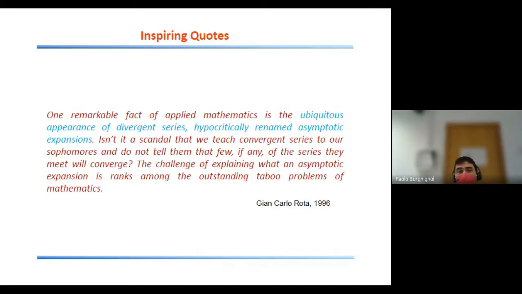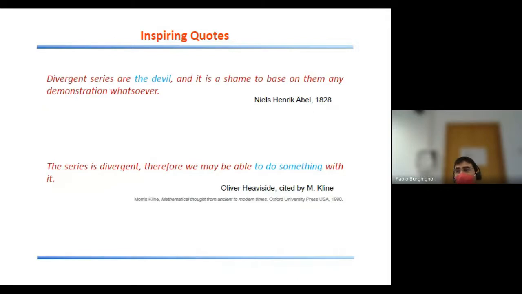It was interesting that at that time a mathematician could write these words. Note that the history of divergent series has been quite complicated. For example, Abel, one of the greatest mathematicians of the first half of the 19th century, once wrote that divergent series are the devil, and it is a shame to base on them any demonstration whatsoever. So he was scared of divergent series.